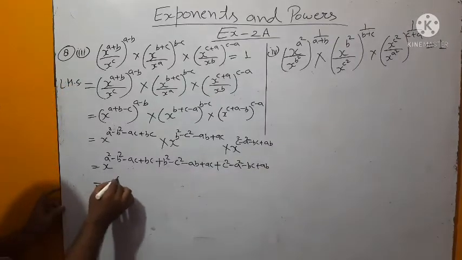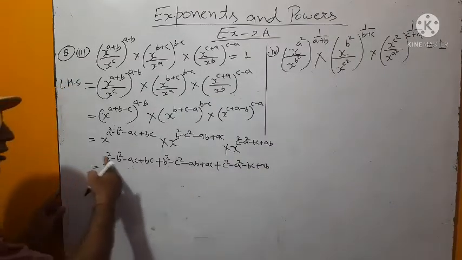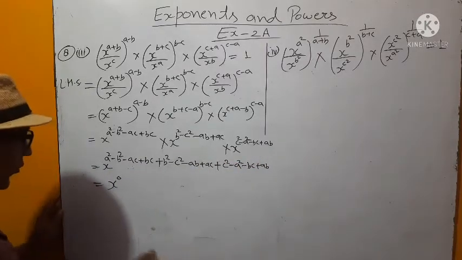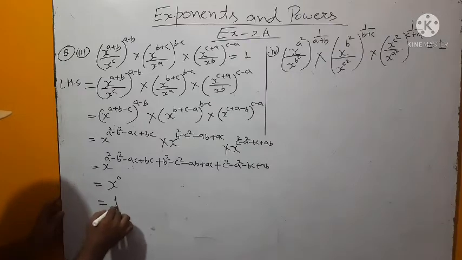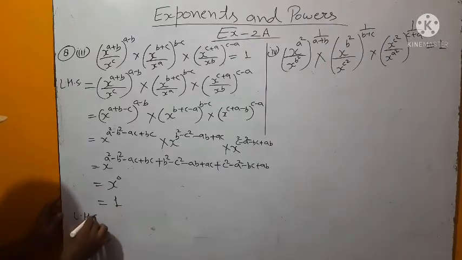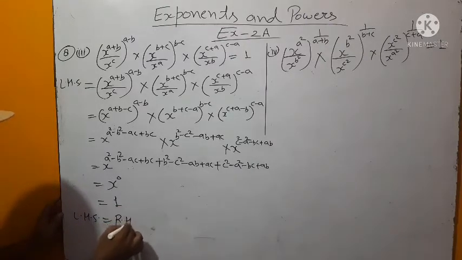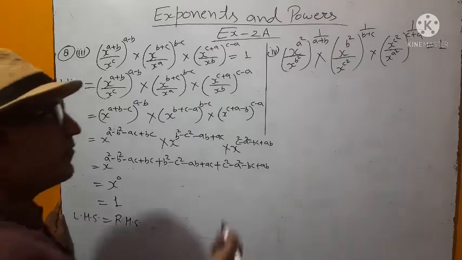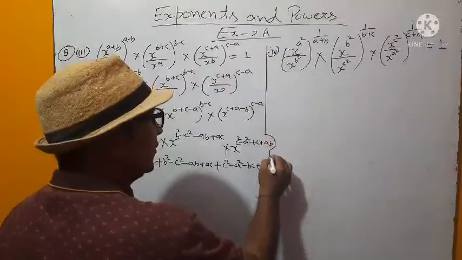That means x power 0, because all the terms are subtracting each other and becoming 0. And we know that x power 0 is 1. That means left hand side is equal to right hand side. Okay. Same we are going to do in the next question also.